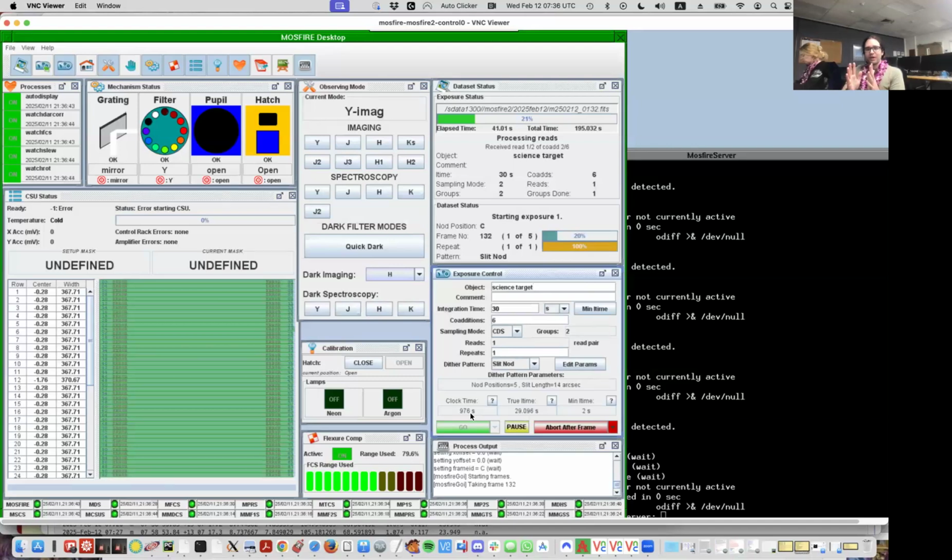But because we're doing this in the infrared, we have to sample the sky background pretty well in order to subtract it from each individual image.